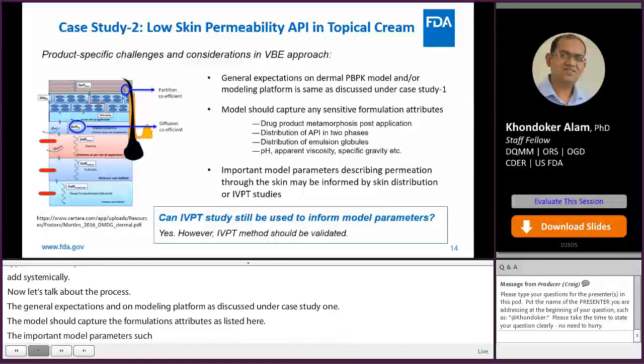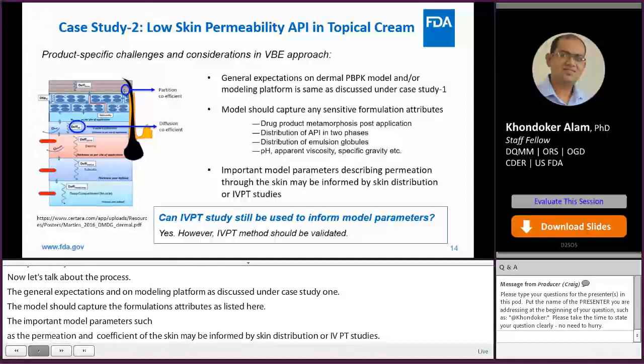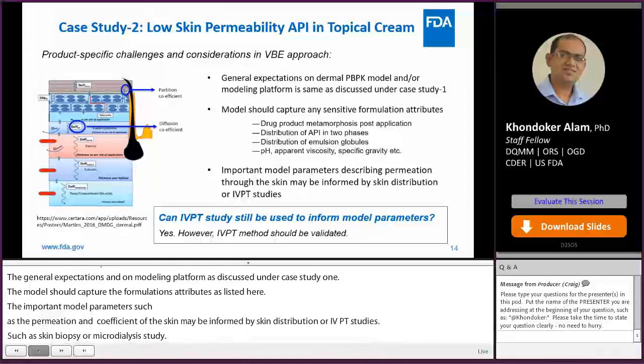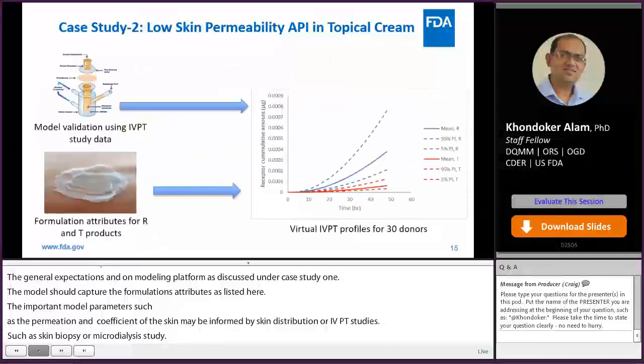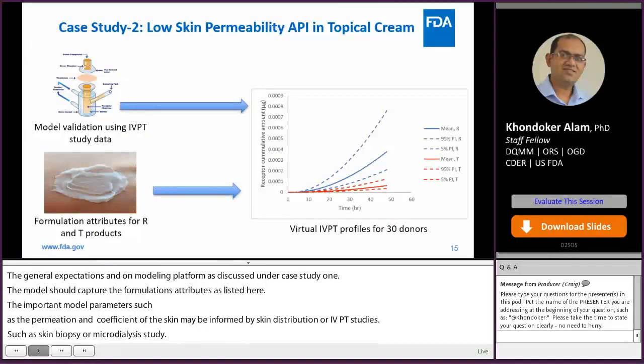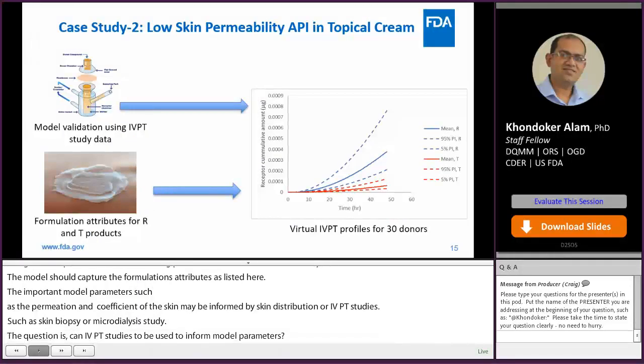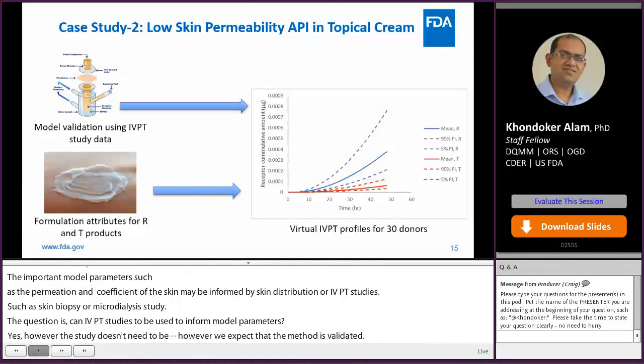The question is, can an IVPT study still be used to inform model parameters? Yes, the study doesn't need to be pivotal in nature. However, we expect that the method is validated. Once the model is validated with IVPT study data or other suitable form of experimental data, and the model is informed with key formulation attributes, the PBK model is now ready to simulate virtual IVPT profiles for test and reference drug products for a given number of donors.